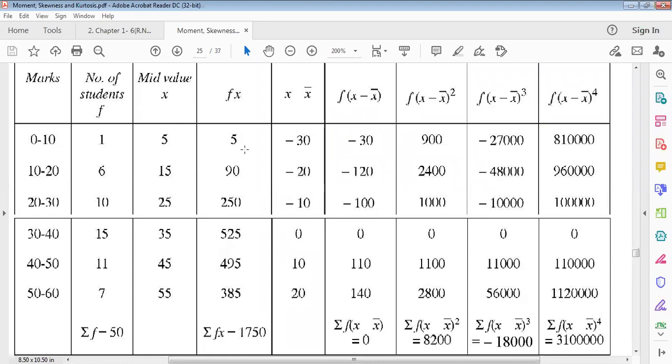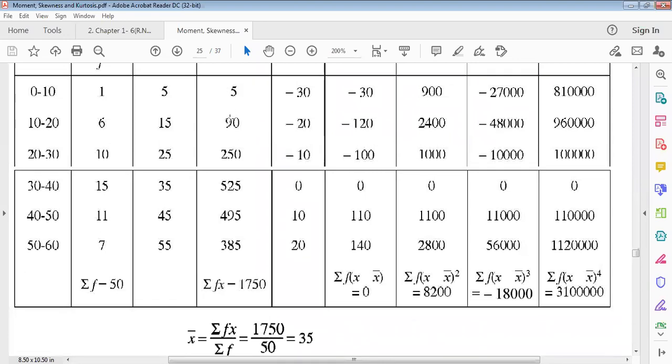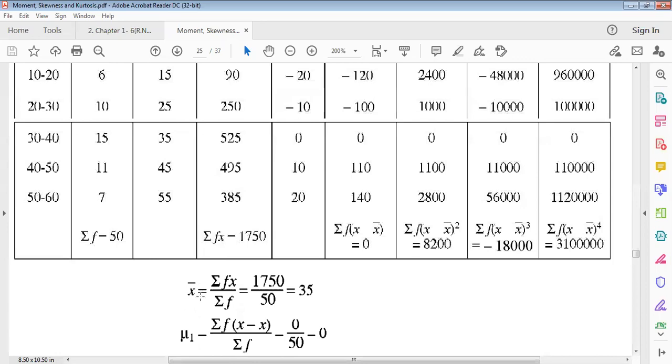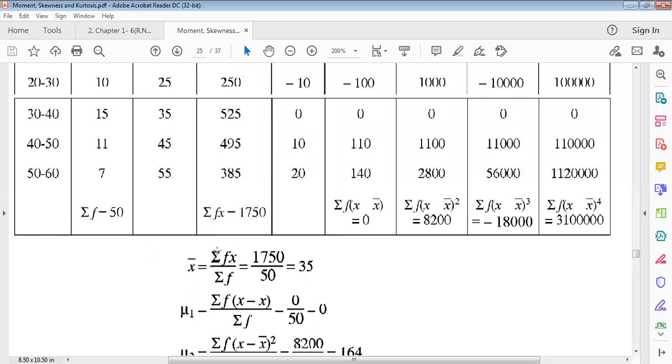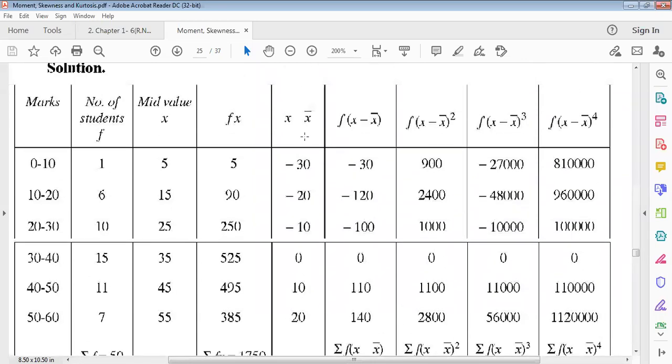Now just taking f_i x_i, this will help us find the arithmetic mean. X bar equals what? Summation f_i x_i divided by summation f. How many classes are here? Actually 6 classes, so i equals 1 to 6. So the arithmetic mean is what? 35. Now x minus x bar. X bar means what? 35. Subtracting the arithmetic mean from each mid value, we get this one.